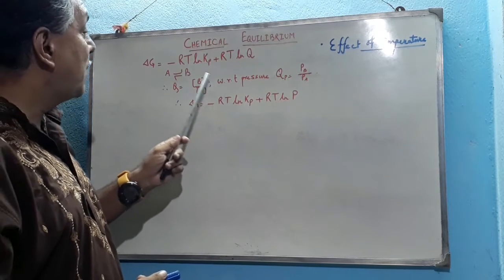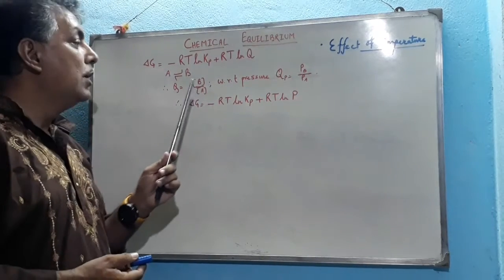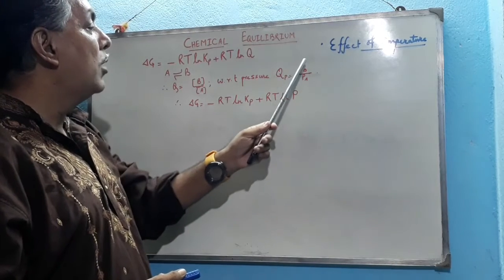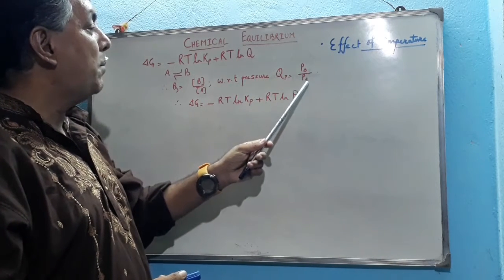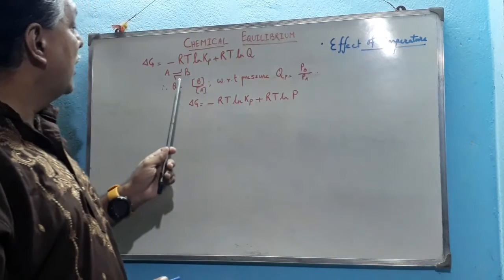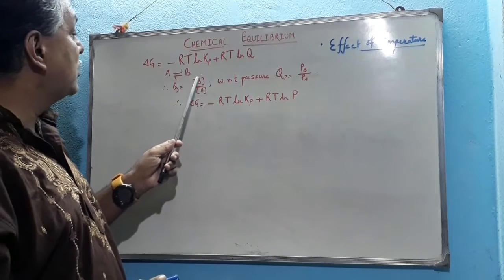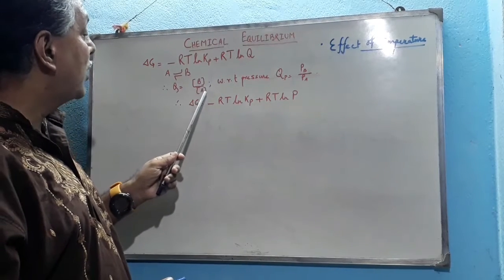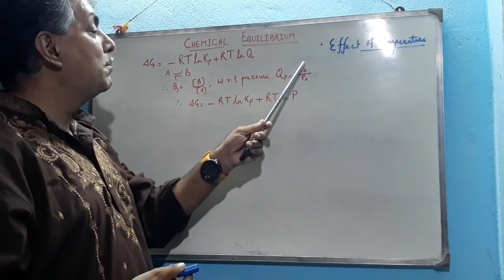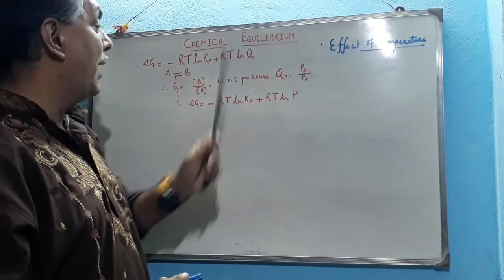Now, if it is expressed with respect to the pressure, suppose A and B are all in the gaseous state, so we have to express the quotient with respect to the pressure. Then Qp equals the partial pressure of B by the partial pressure of A, that means the partial pressure of the product divided by the partial pressure of the reactant. So if we express this with respect to the concentration, it is the molar concentration of B by the molar concentration of A. If it is expressed with respect to the pressure, then it is PB, the partial pressure of B, divided by the partial pressure of A.